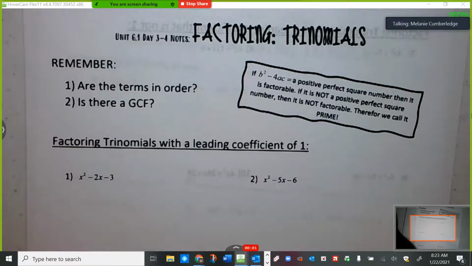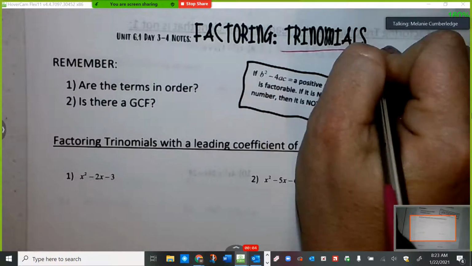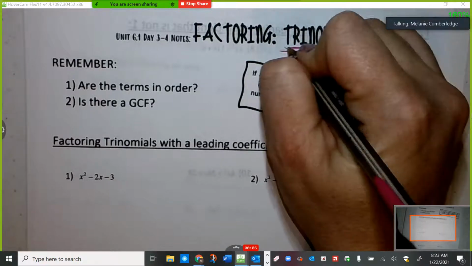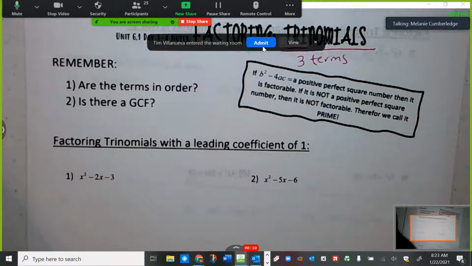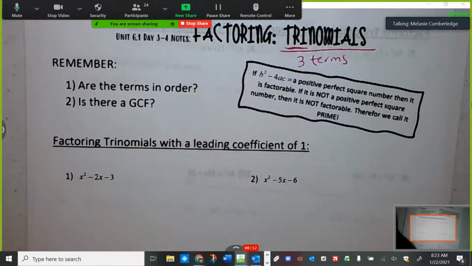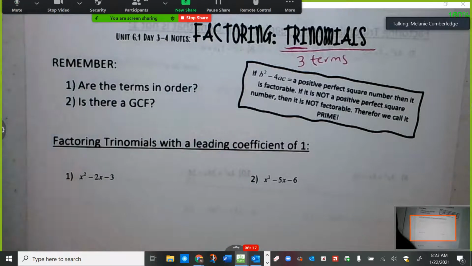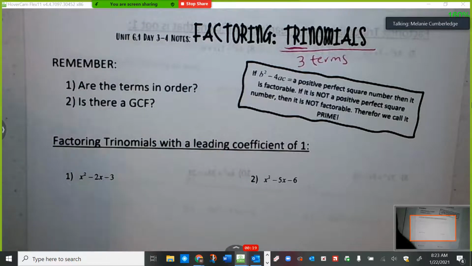We are starting factoring trinomials. I want y'all to realize trinomials means 3 terms. Yesterday we did grouping, which was 4 terms, and GCF, which really is any amount of terms. But today we're focusing only on trinomials.